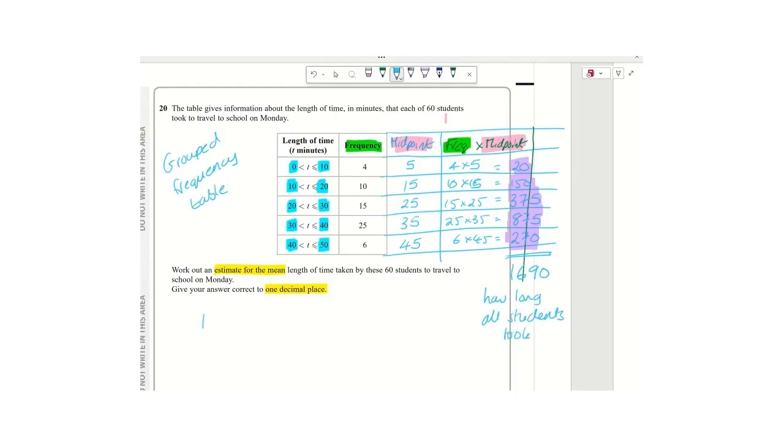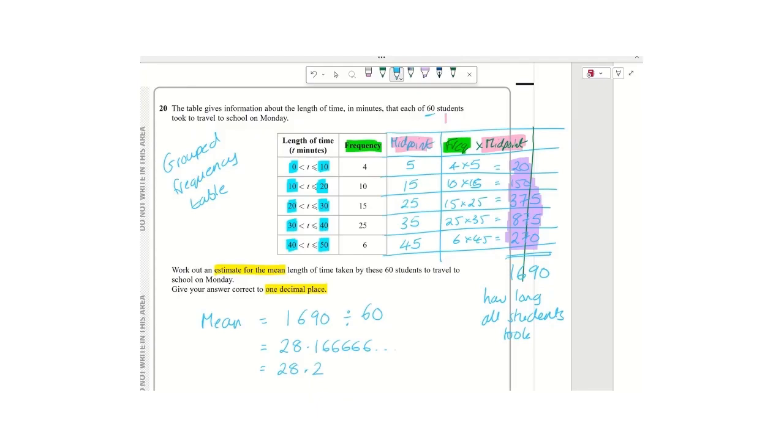So to find the mean, I'd take that number, how long they all took, and divide it by how many students I've got, which it tells me back up here is 60. So I do that number divided by 60, and on my calculator I've got 28.166666. So to one decimal place, that will be 28.2.